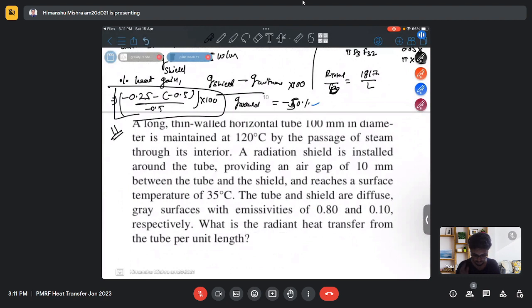So in this question we are given a long thin-walled horizontal tube, 100 mm in diameter, maintained at 128 degrees Celsius by the passage of steam through its interior. A radiation shield is installed around the tube, providing an air gap of 10 millimeter between the tube and the shield, and reaches a surface temperature of 35 degrees Celsius. The tube and shield are diffuse gray surfaces with emissivities of 0.8 and 0.1 respectively. What is the radiant heat transfer from the tube per unit length?